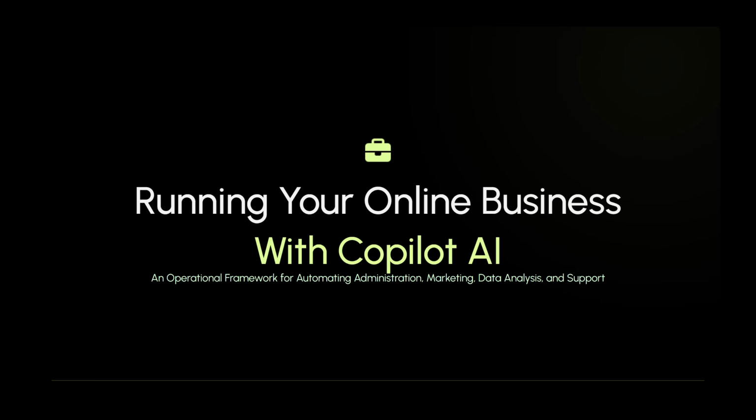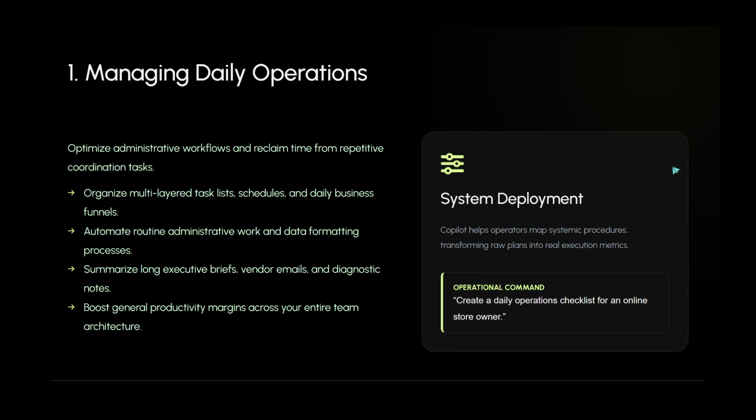In today's video, I'm going to teach you how to use Copilot AI to run your online business. If you're managing an online business, you already know how quickly daily tasks can pile up. Between operations, marketing, customer communication, and data analysis, it's easy to spend more time managing work than growing the business. That's where Microsoft Copilot can help. Used well, it can become a practical assistant that saves time, improves consistency, and helps you make better decisions.